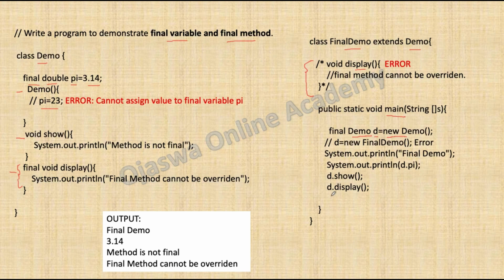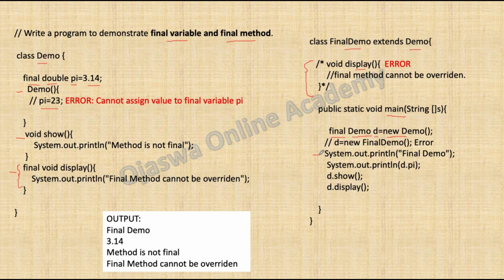But we have declared this object as final. So when you declare this object as final, what happens is you cannot reassign new object to the same reference variable. Once again, you cannot say D equal to new final demo. This will give you an error. If the object is not final, you can do this. You can create two objects for the same reference variable. But when you declare this as final, this is not allowed. Compiler will throw an error.